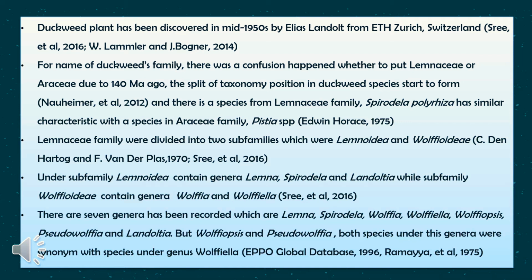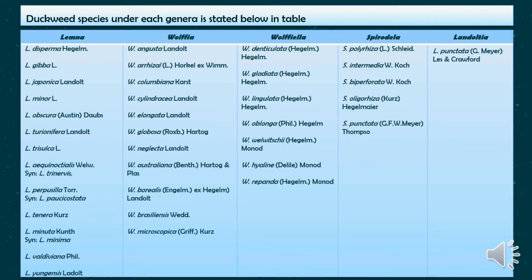The Lemnaceae family was divided into 2 subfamilies, which were Lemnoideae and Wolffioideae. Under subfamily Lemnoideae are the genera Lemna, Spirodela, and Landoltia, while subfamily Wolffioideae contains the genera Wolffia and Wolffiella. There are 7 genera that have been recorded: Lemna, Spirodela, Wolffia, Wolffiella, Wolffiopsis, Pseudowolffia, and Landoltia, but Wolffiopsis and Pseudowolffia, both species under these genera, were synonymous with species under genus Wolffiella. Duckweed species under each genus are stated below in the table.